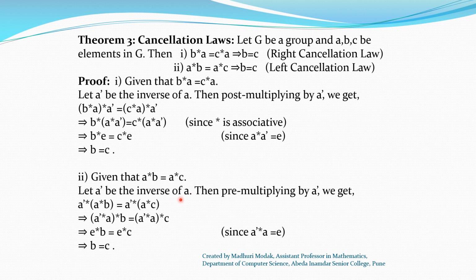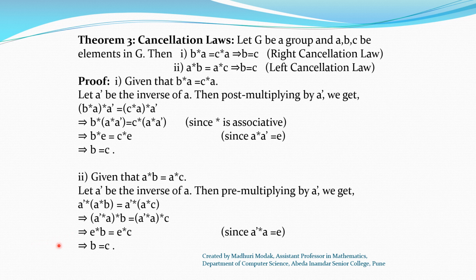Remember, pre-multiply means we are multiplying each term on the LHS and RHS by A dash, taking it before that term. So A dash star A star B is equal to A dash star A star C. Similar to the previous theorem, by the associative property of a group, this is A dash star A star B, equal to A dash star A star C. Now as A dash is an inverse of A, by definition of inverse, A dash star A is identity. So it is E star B equal to E star C.